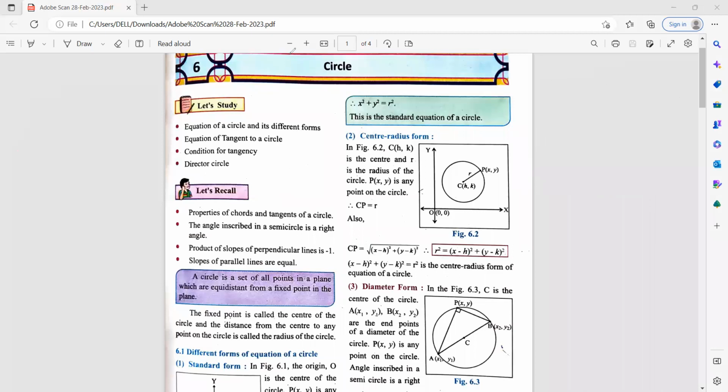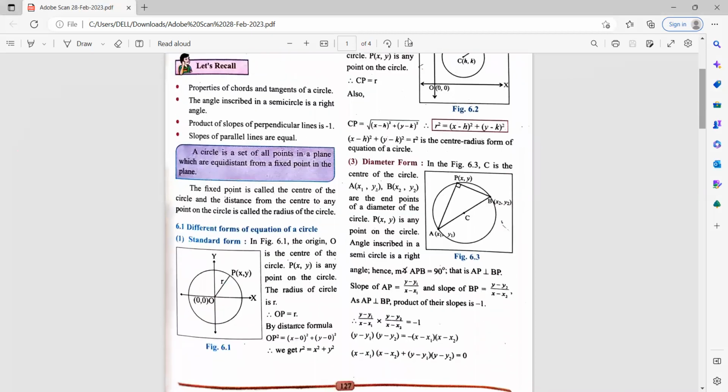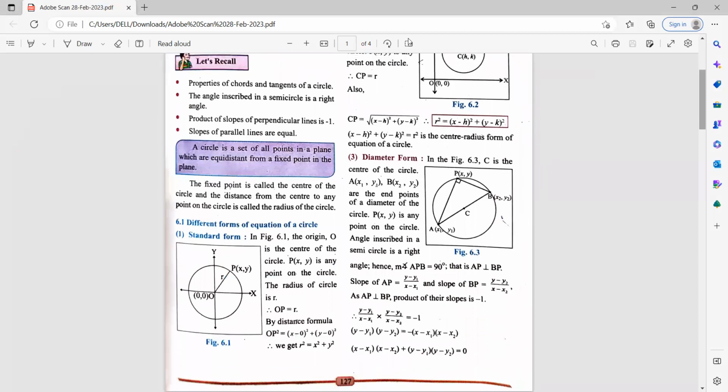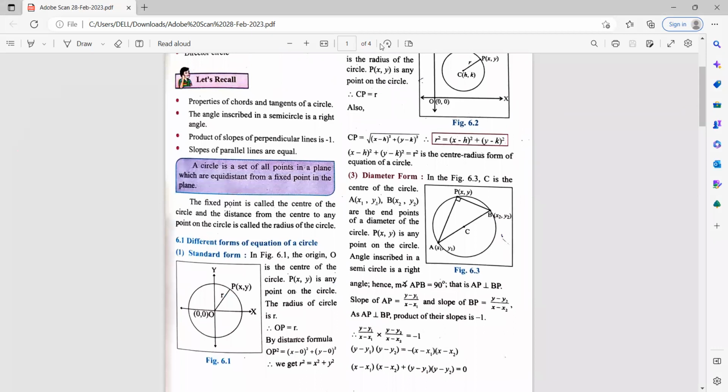Listen. See here, students. What are the things that we have to study in circle? First of all, define a circle. So what is a circle? How will you define a circle? Here it is defined, you can check. A circle is a set of all points in a plane which are equidistant from a fixed point in the plane.